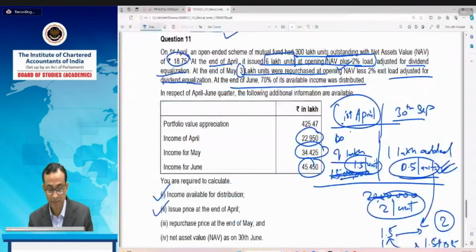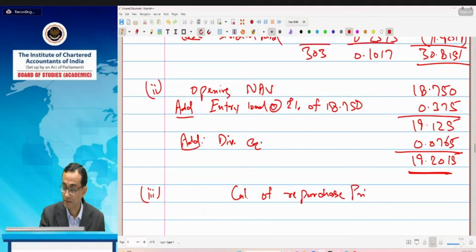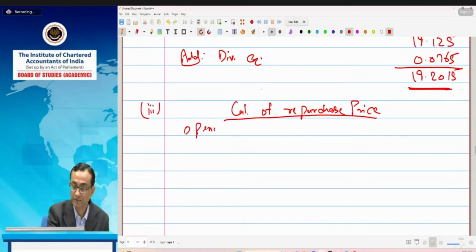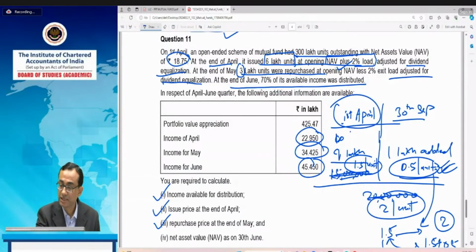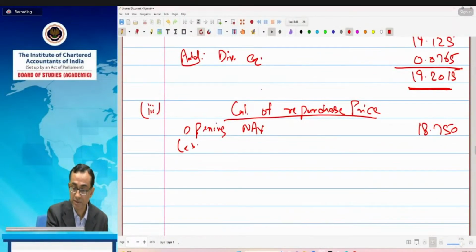Now, the next part of the question: what does it say? Repurchase price at the end of May. When the mutual fund organization is doing the buyback, what is the repurchase price at the end of May? So it will be a calculation of the repurchase price. Same, we will proceed by the same method. Opening NAV 18.750 is given in the question, and whatever additional information is given, let us see. At the end of May, 3 lakh units were repurchased at opening NAV less exit load, adjusted for dividend equalization. Exit load is also there.